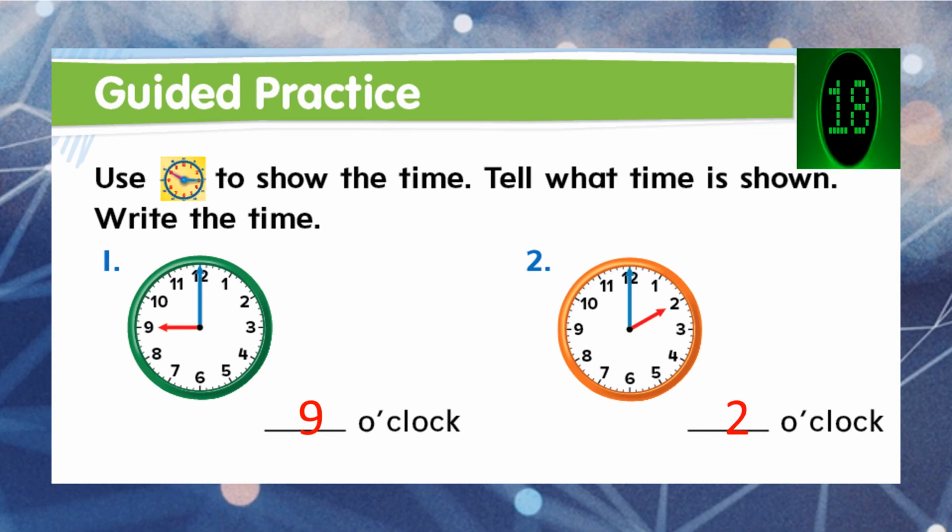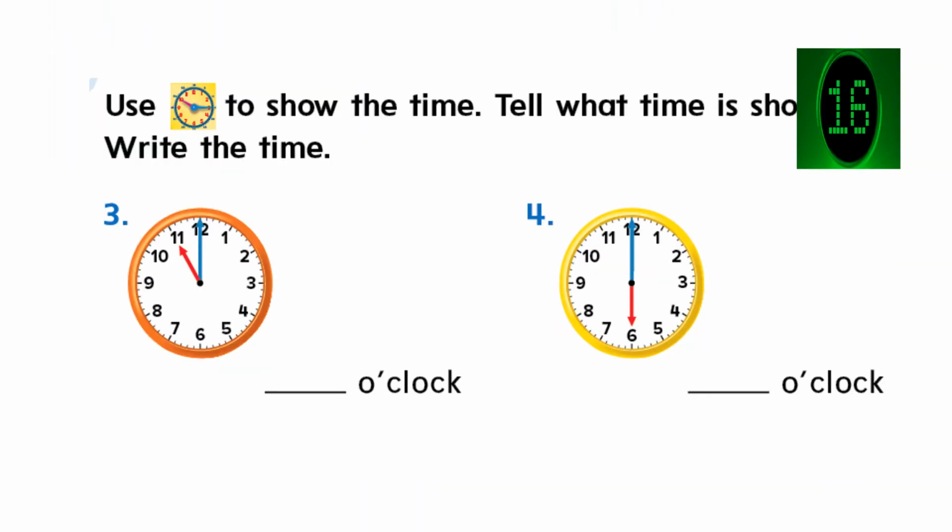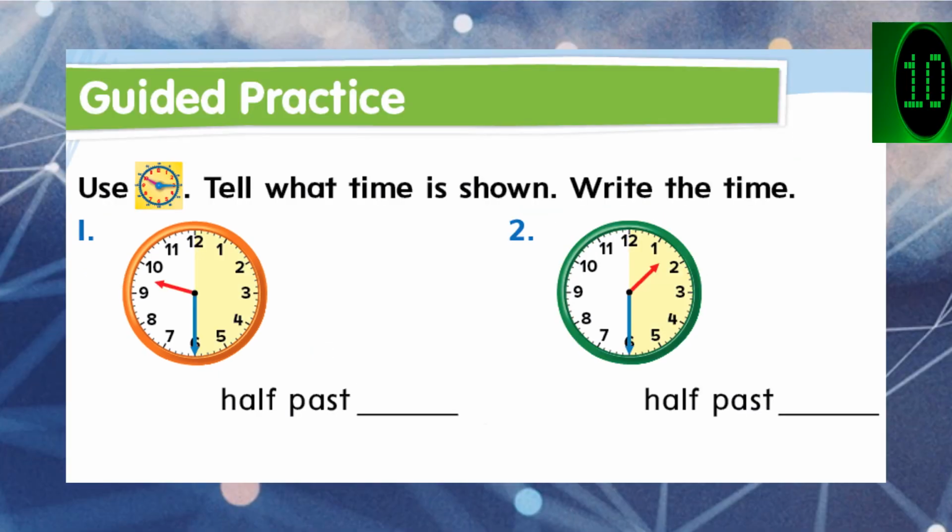Very good. The answers are correct. Okay, what is your answer for number 3? That is 11 o'clock. Very good. And number 4? It's 6 o'clock. That is correct. Okay, what is the time? It's 9:30. Very good. The next one? It's 1:30. That's correct.